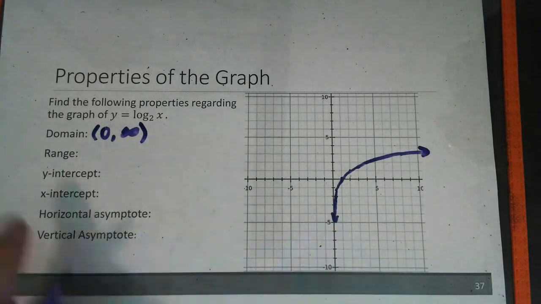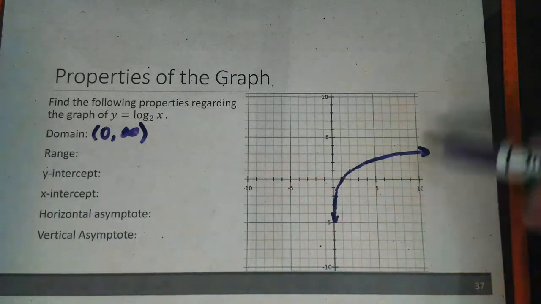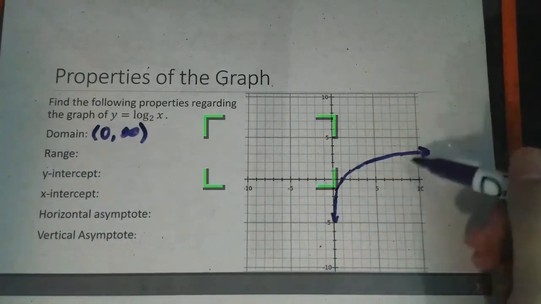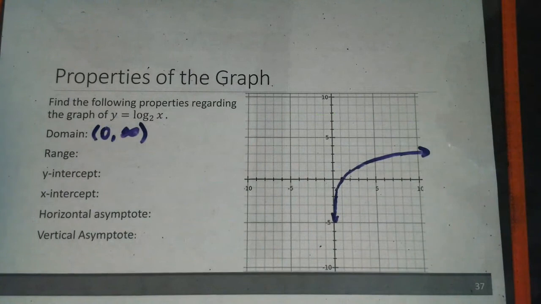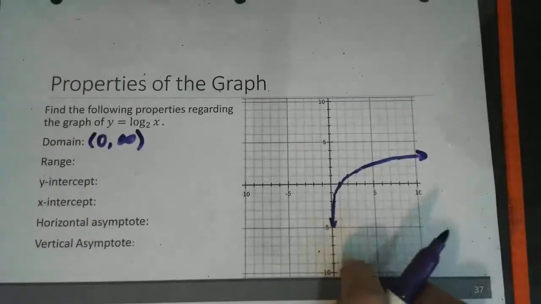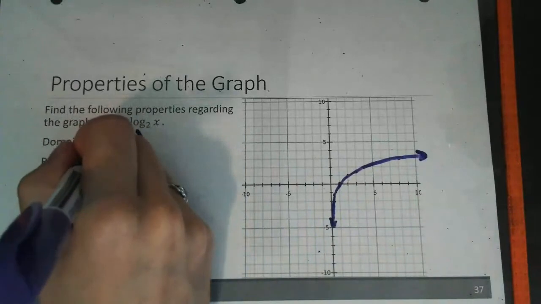The range is the y values that I'm going to hit on this graph. Well, this is going to keep going up. It's going to go up slowly, but it will keep going up forever. So I can get anywhere from negative infinity to positive infinity.